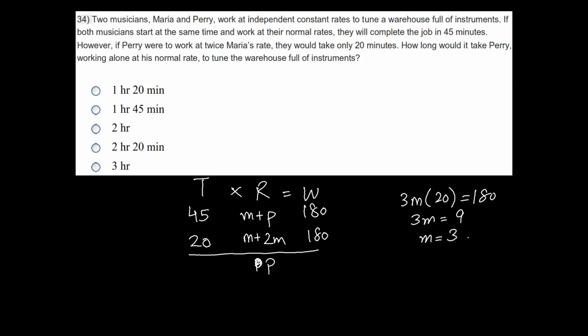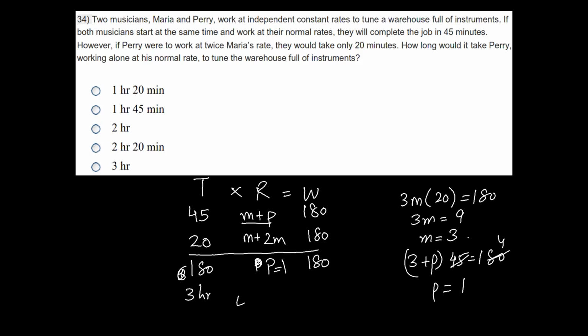So if M is 3, then you can get the value of P from here. 3 plus P into 45 is 180. This is 45 times 4, so P is 1. So if P is 1, how much time will it take to finish 180 units? 1 hour. Sorry, 180 minutes, which is 3 hours. So the answer is E.